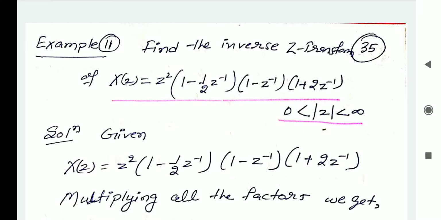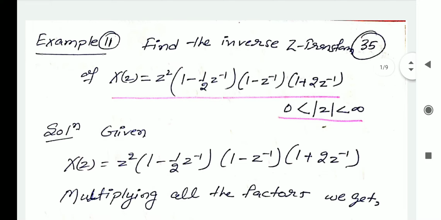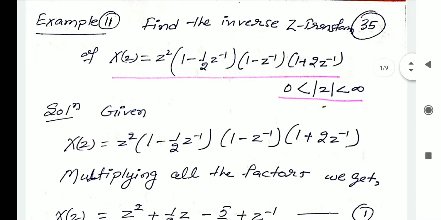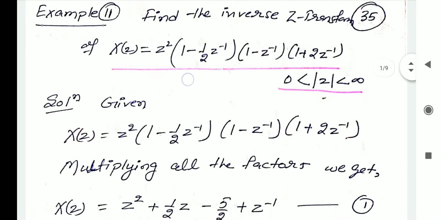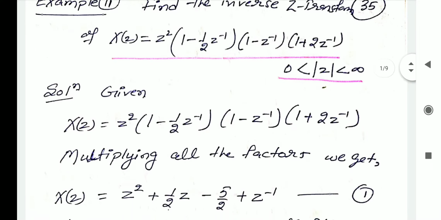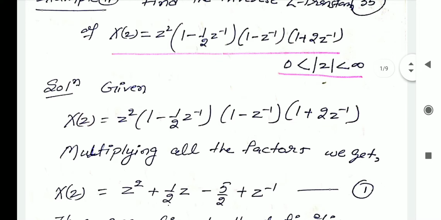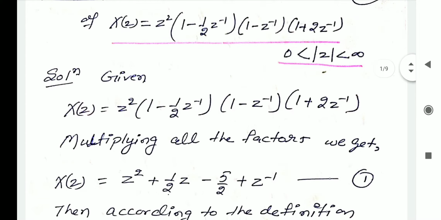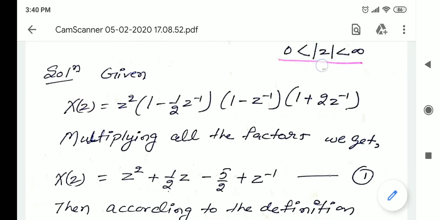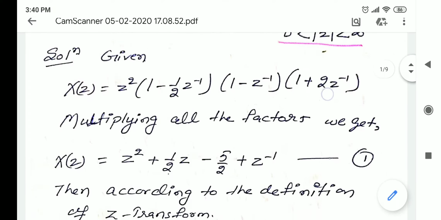Now the first numerical is to find the inverse Z transform of X of z, given as z square times (1 minus 1 by 2 z to the power minus 1) times (1 minus z to the power minus 1) into (1 plus 2 z to the power minus 1), and the condition given is that the ROC should be between 0 and infinity, that is, 0 should be less than mod of z, which should be less than infinity.